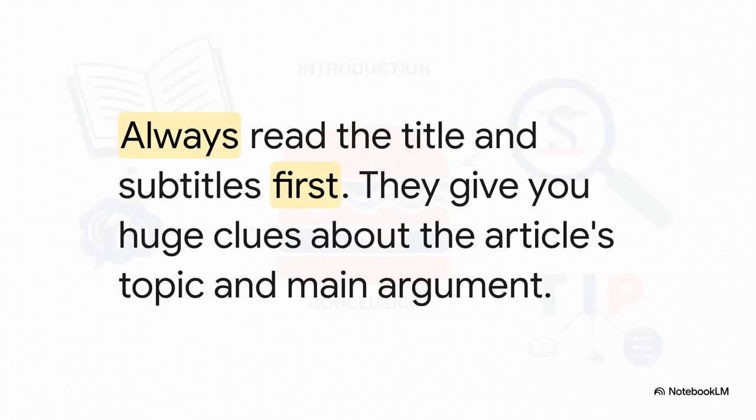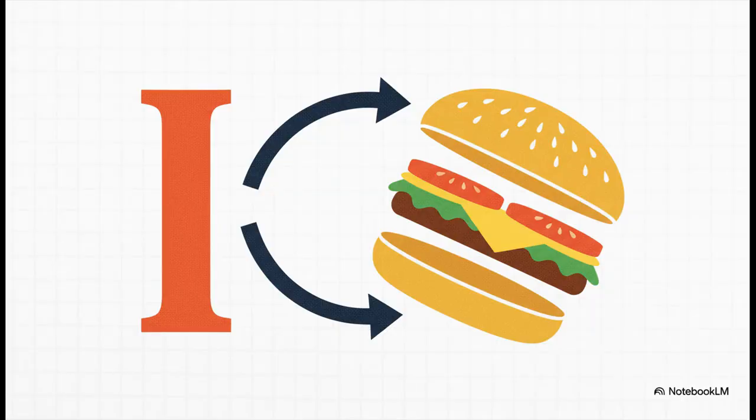First up, T is for title and subtitles. This is where you always start. The title and any subtitles give you huge clues about what the article is about before you even read a single sentence. Next, I stands for introduction and conclusion. See how this connects right back to our hamburger idea? This just reminds you to read the buns first. That's where you'll find the main idea and the final results.